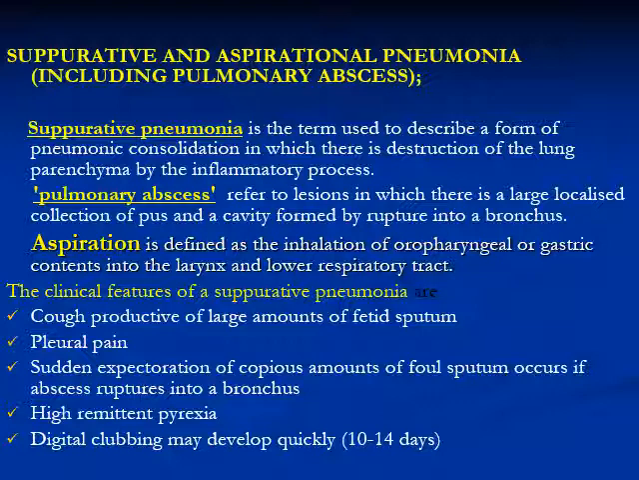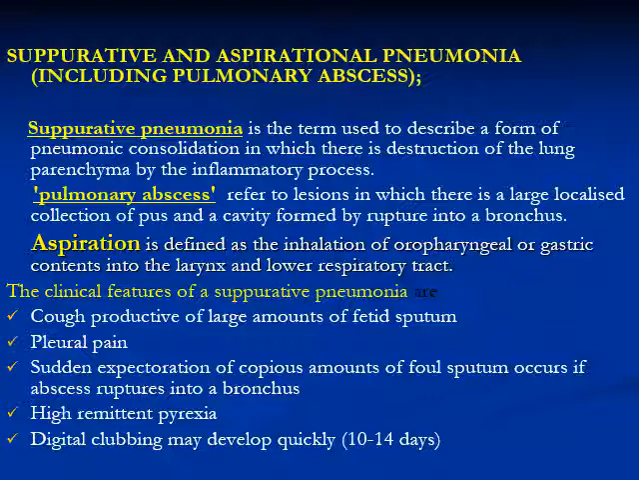The clinical features of suppurative pneumonia are the same as pneumonia, but usually more severe because there is pus collection. The patient has cough productive of a large amount of foetid sputum, which has a very bad offensive odor. Cough is productive of a large amount of purulent sputum, offensive in odor. There is pleural pain, productive chest pain.